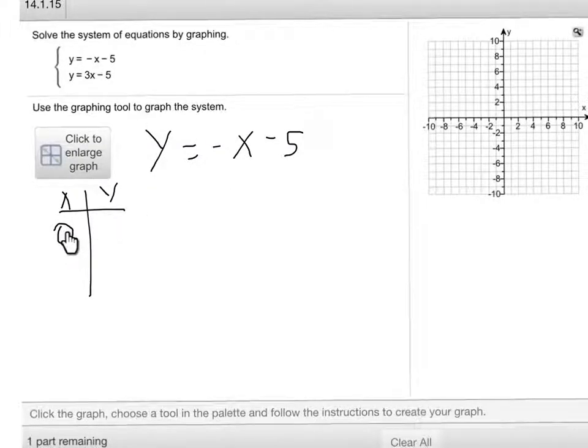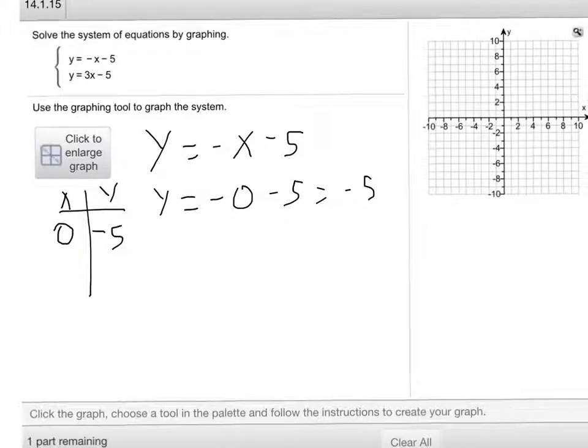You just pick a number, 0, 1, 2, just relatively small numbers, you put them in here. Only thing is, you want the answer to be an integer. You can only plot integers on this plane provided, and 0 will work here. And so I'll put in 0 for x, and I get negative 5. That's one.